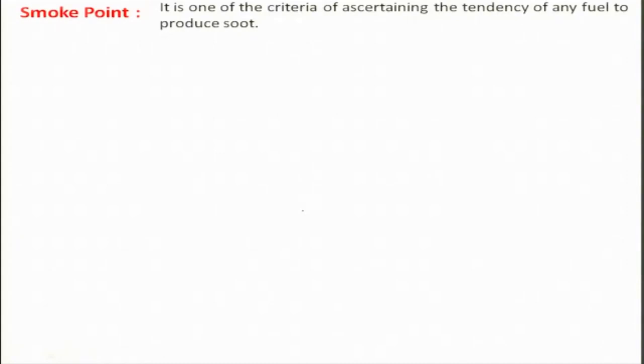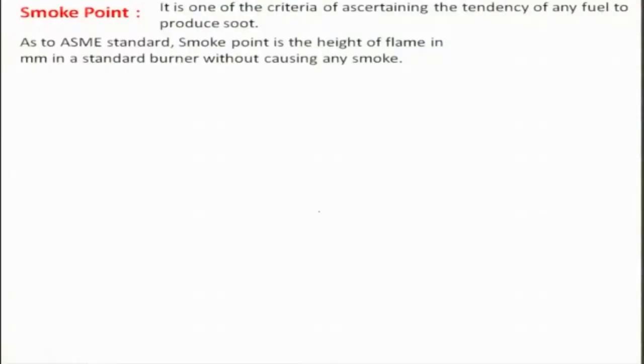Of course, there are various ways of doing it. One way is that you just take a certain amount of liquid fuel and go on heating it and see at what condition, what temperature it starts producing soot, right, that is one. But in our case, we are talking about the jet diffusion flame. So, therefore, we will be concerned with the jet diffusion flame, right. According to the ASME standard, the smoke point is the height of flame in mm in a standard burner, means certain diameters, that is required without causing any smoke, right.